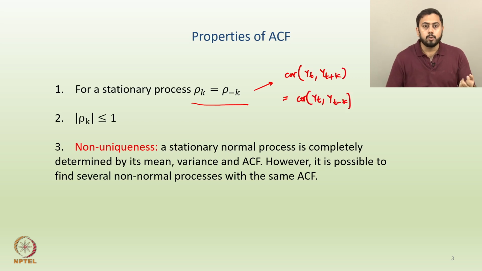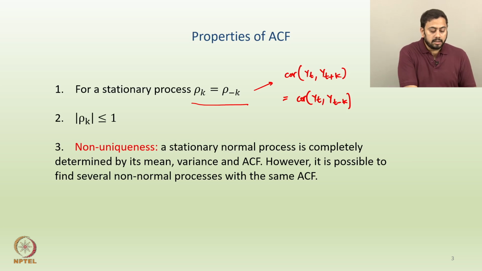Alright. So rho k equals rho of minus k, and the second property is a pretty standard property when it comes to any correlation: the absolute value of rho k should be less than or equal to 1. Or in other words, rho k should lie between minus 1 and 1.